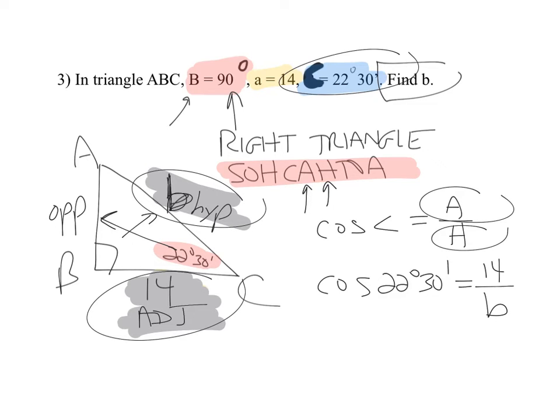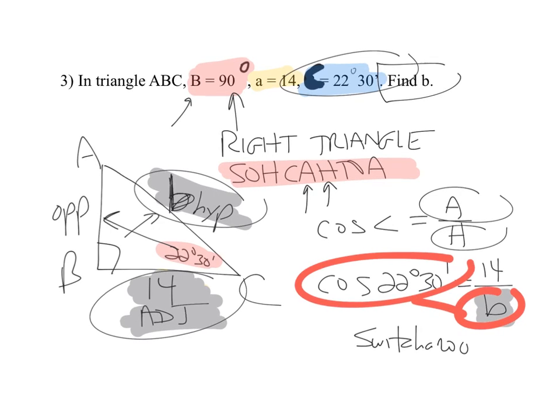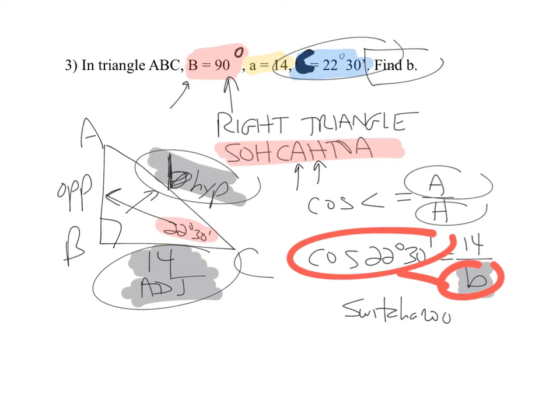And since our variable, our x, our B is in the denominator, here we're going to be using that switcheroo rule. We're going to take the B and the cosine and switch places. So the B goes to the left. B equals 14 over, and now the cosine goes into the denominator. The cosine of 22 degrees and 30 minutes.